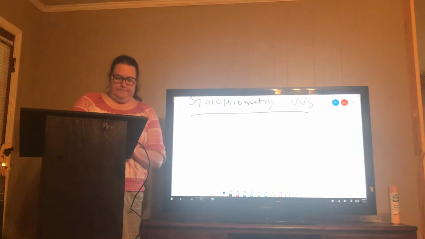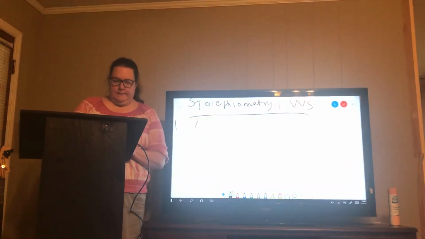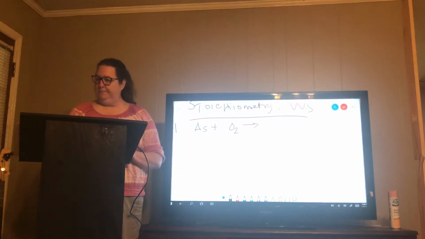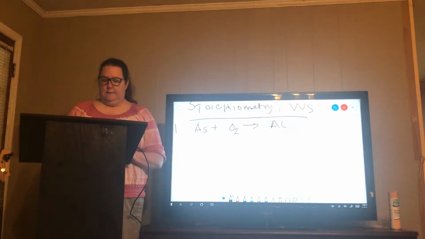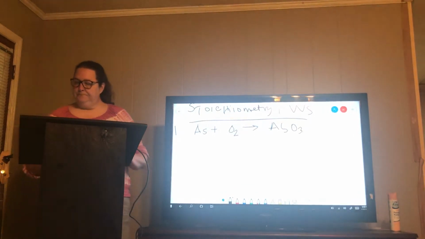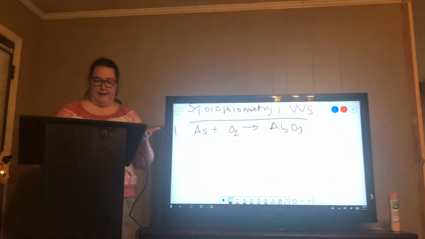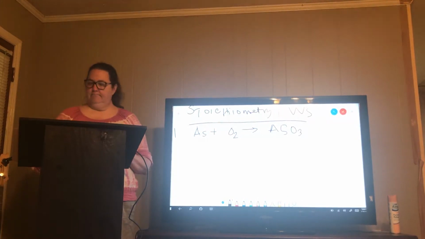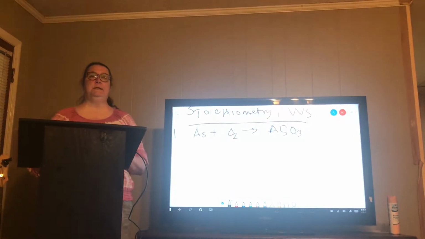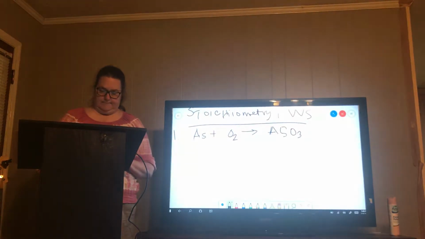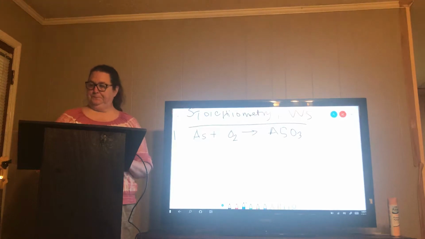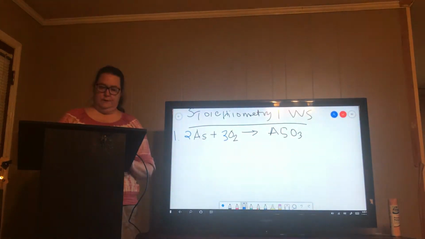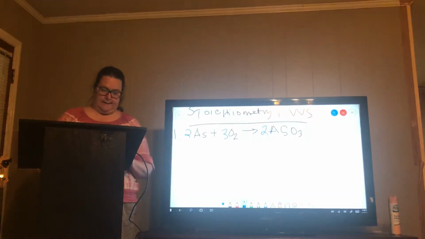So the number 1, it says arsenic plus oxygen. So it's going through some sort of combustion to form arsenic trioxide. Okay, so you should have been able to do that, I hope, because this is nomenclature. Now, that's not balanced. That's not balanced at all. So the first thing you do with these problems is you have to balance them. So when you work it out, you should get 2, 3, and then 2. That is it balanced out.